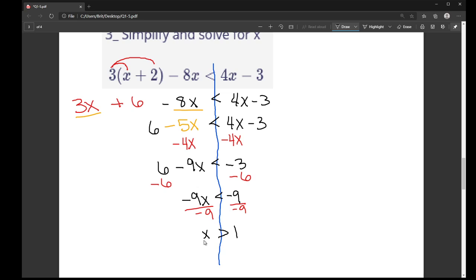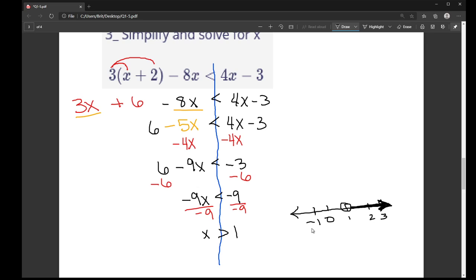Now a lot of times, if they ask for an inequality, sometimes they'll ask you to write it on a number line. So I'm just going to show you that real quick. I'm going to put a couple of numbers before 1, a couple of numbers after it. This inequality symbol doesn't have a line under it, so when I put the circle on 1, it's an open circle. And I'm looking for x is greater than that 1, so I'm going to shade where all the numbers are bigger than 1, which is that way.